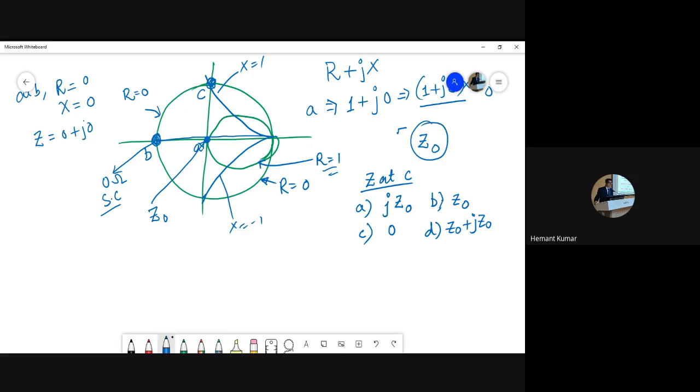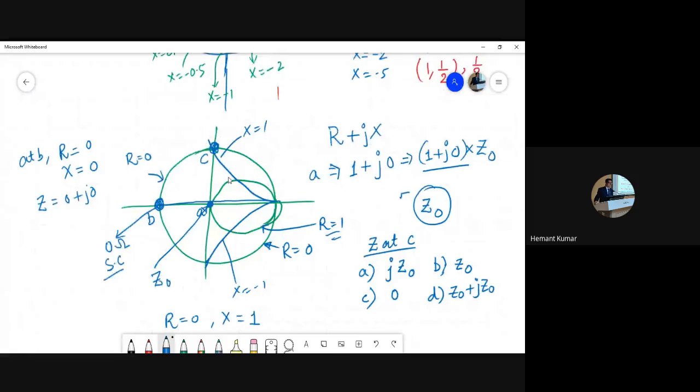Someone has typed 0. R is 0. Yes, at point C, R is 0. But what is X? Sir, can you repeat once due to some network issue? What is the impedance at point C? The options are these. These four options are given.